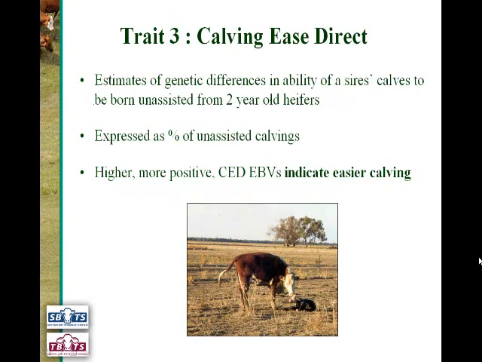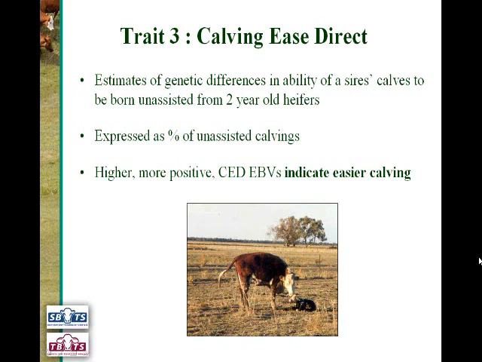The next trait which we need to look at is the calving ease direct trait. So we've got two different EBVs for calving ease, both relating to different attributes. Calving ease direct, as the slide suggests, is providing us with differences in the ability of a sire's calves to be born unassisted from 2-year-old heifers.